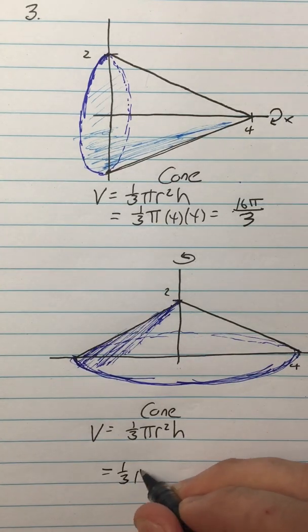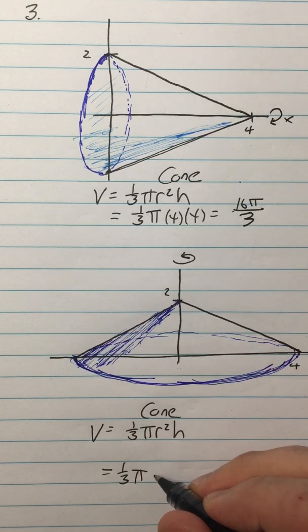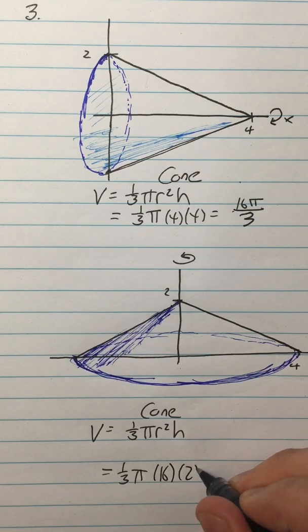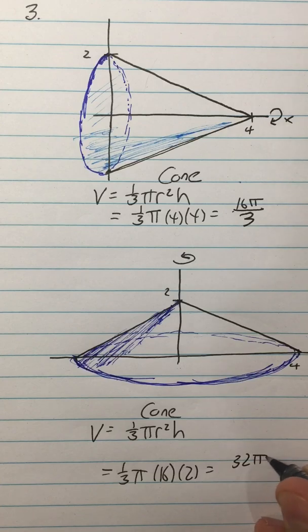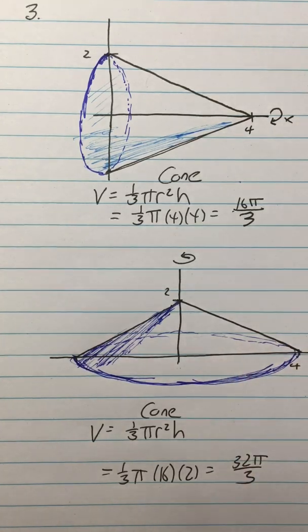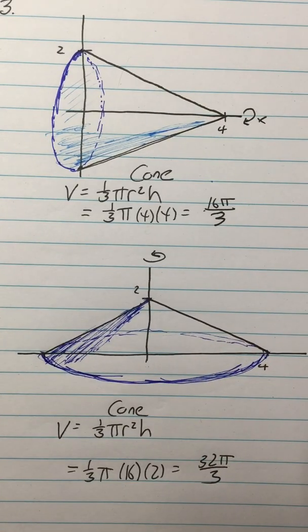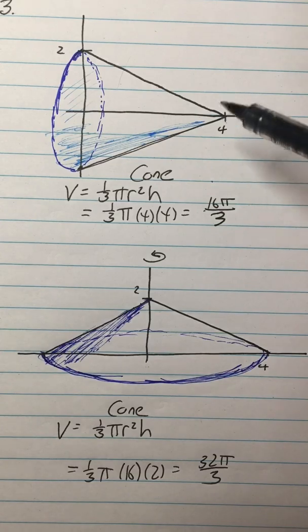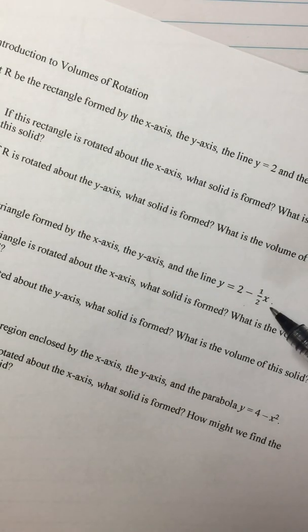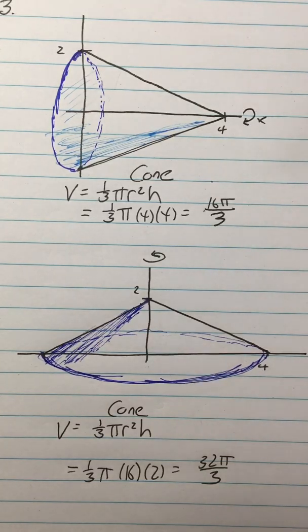So my volume being 1/3 pi r squared h is 1/3 pi. The radius now is 4, so that's going to be 16. Height is 2, so now it's 32. Oh, well, if you think about it, the cones are just the same as the cylinders divided by 3. Okay, so this is your basic idea of rotating a region in the plane around an axis and generating a solid, which you then find the volume of. So that's what we're really about doing.